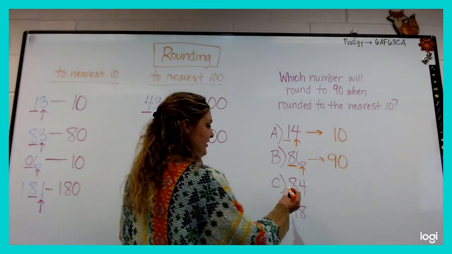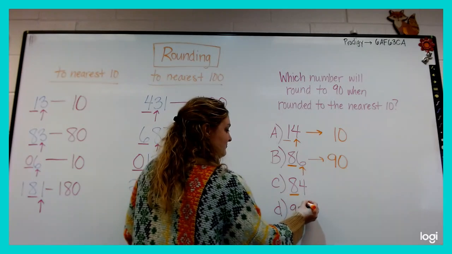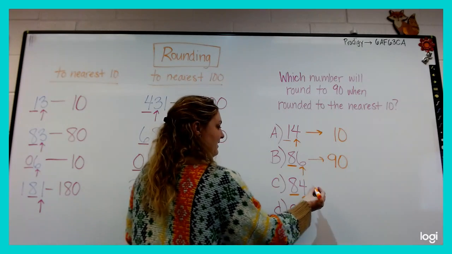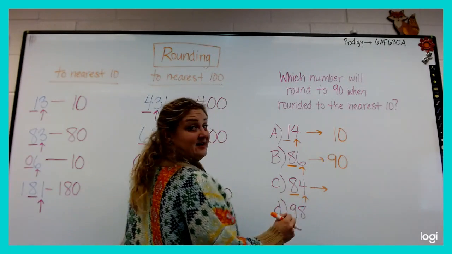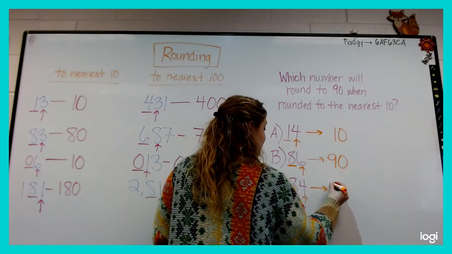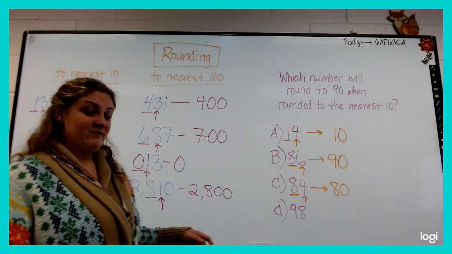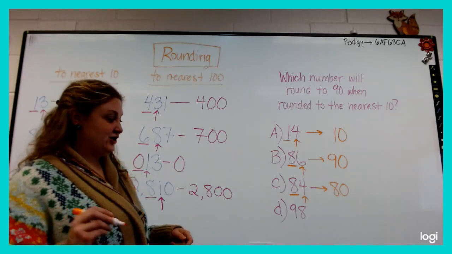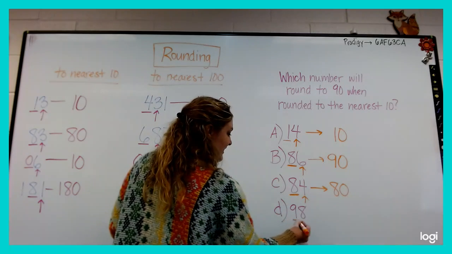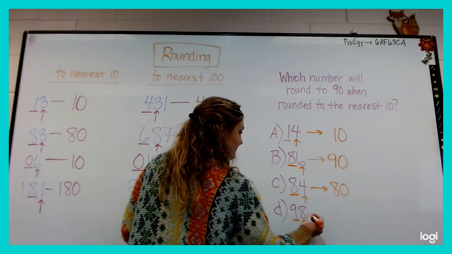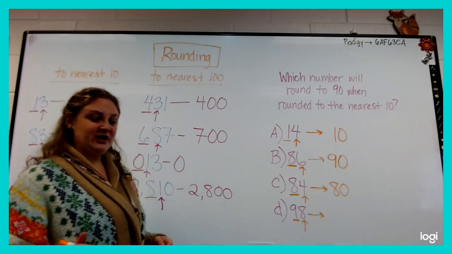Let's check 84. So underline my 8, check in with my 4. Well, this time the 4 is not going to bump the 8 up. So it's going to stay an 8. And then I fill in with a 0. We have one more option. It is in the 90s. It could be. So underline our 9. Check in with the neighbor. What do you guys notice?